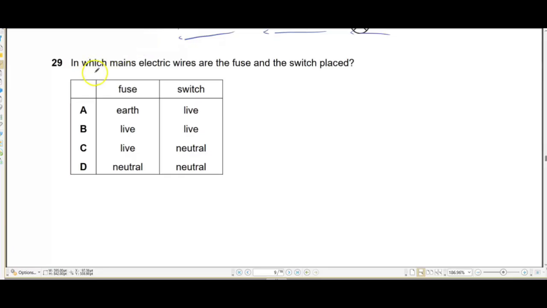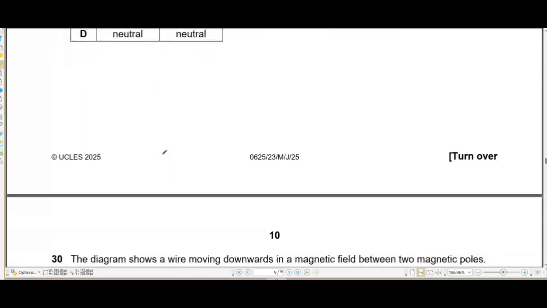Question number 29. In which mains electric wires are the fuse and the switch placed? A fuse and the switch both have to be placed in the live wire, obviously. The purpose of the earth somewhat is to act like a fuse, to disconnect the electricity when there is more electricity than what is required. So no, earth wire doesn't contain the fuse. Live wire contains the fuse and live wire contains the switch. Neutral is going to serve no purpose, obviously. So B is our correct answer.